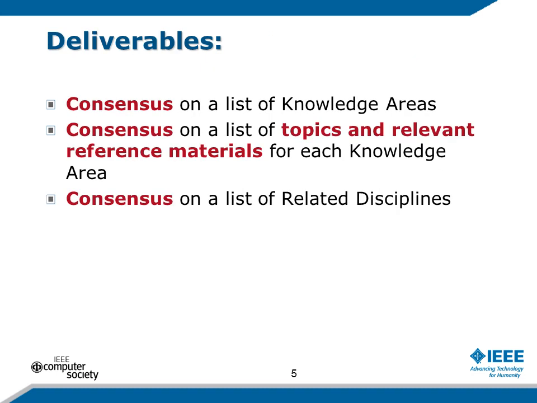So what are the deliverables? First of all, a consensus on a list of knowledge areas that are specific to the field of software engineering. This list at the knowledge area level has changed quite little since the very beginning, since the first version published in 2001. So this list is pretty stable.